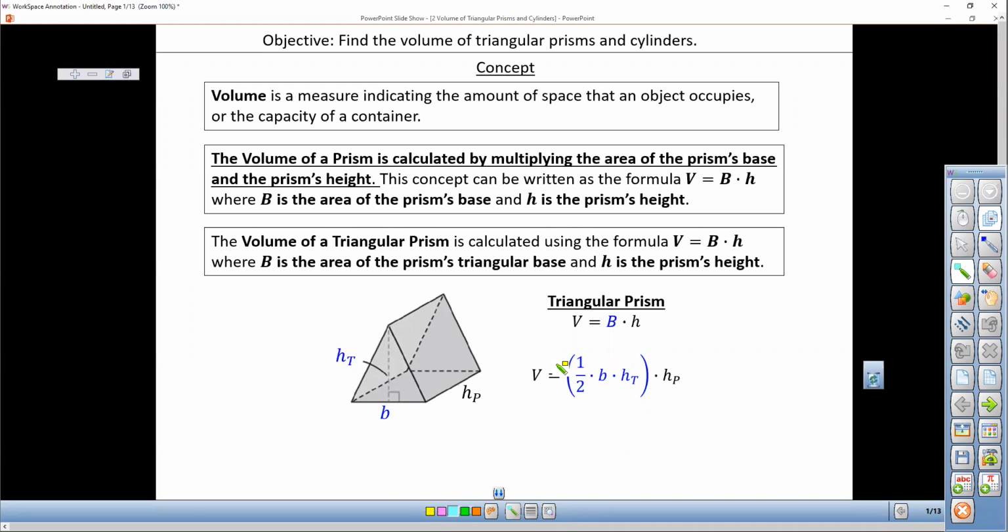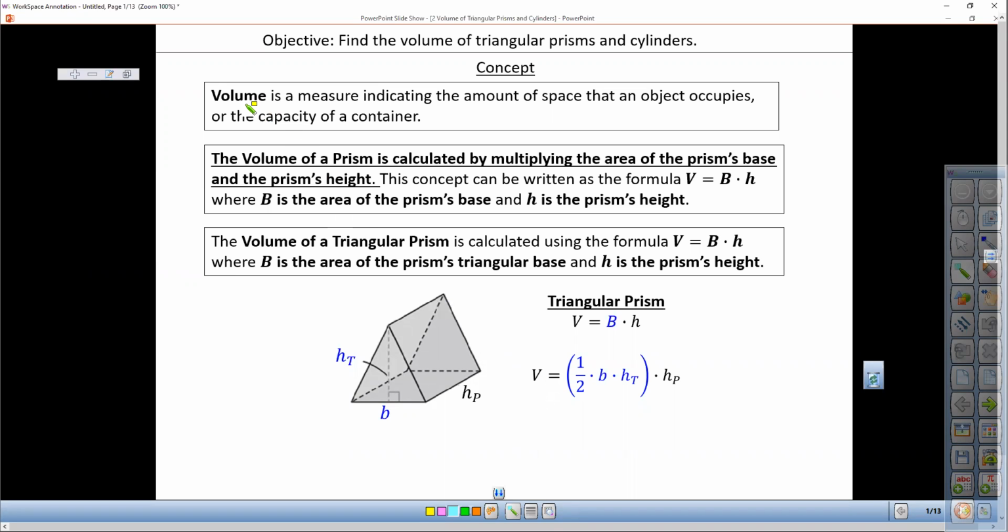Hello there, everyone. This is the second lesson in Unit 9, which is on the volume of solids. And in this lesson, we're going to take a look at calculating the volume of cylinders and also continuing our learning about volume of prisms with our triangular prism. And that's where we're going to start here.